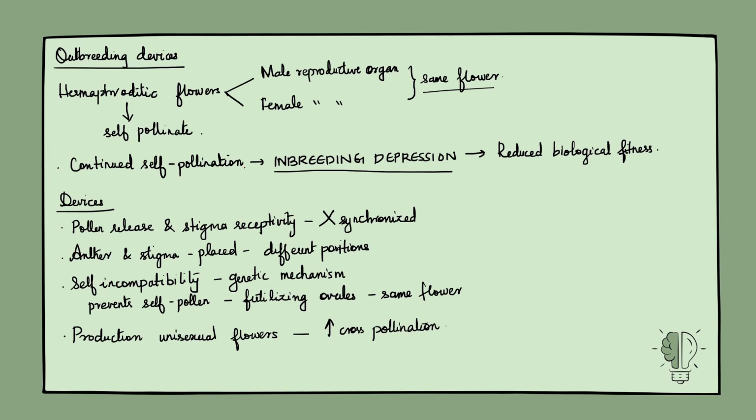In order to reduce the inbreeding depression, the pollen release and stigma receptivity is not synchronized. The anther and stigma are placed at different positions. The third device is self-incompatibility, which is a genetic mechanism that prevents self-pollen from fertilizing the ovules of the same flower. And the fourth one is production of unisexual flowers to increase cross-pollination.